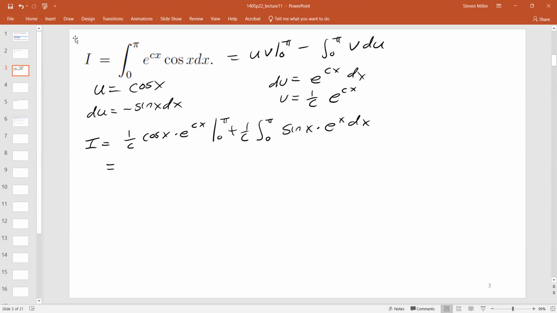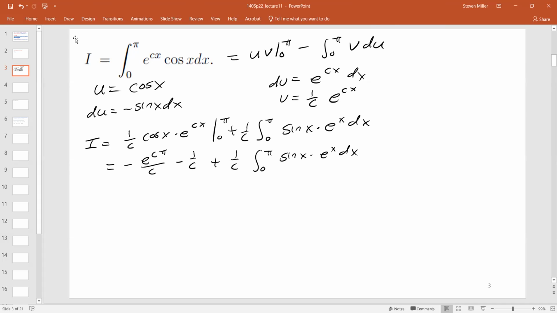Okay, so I've got cosine x e to the cx. When x equals pi, what's cosine x? Negative 1. So we get negative e to the c pi over c. And now, when x equals 0, what's cosine of 0? 1. So it would then be minus e to the 0, which is 1, so just minus 1 over c. Plus 1 over c, the integral from 0 to pi, sine of x e to the cx dx.